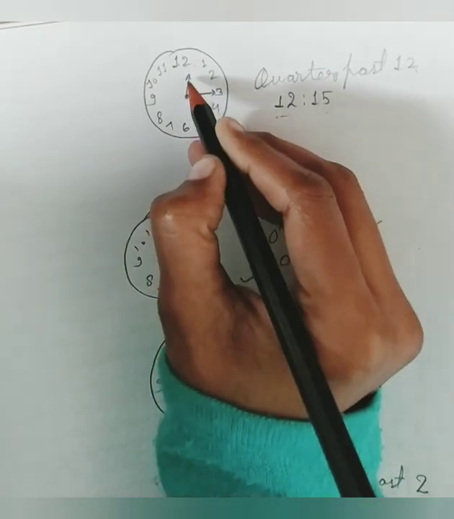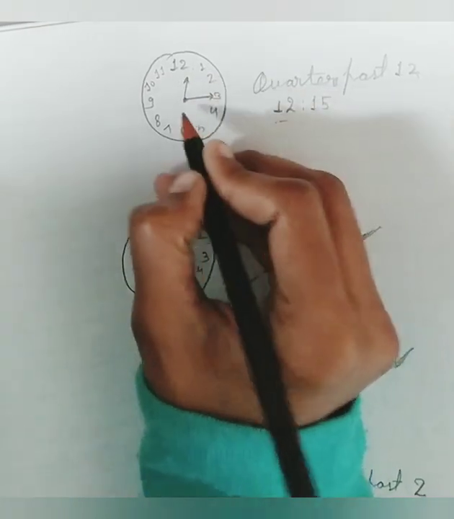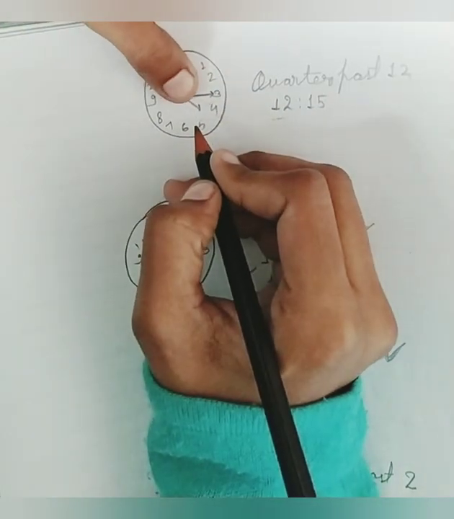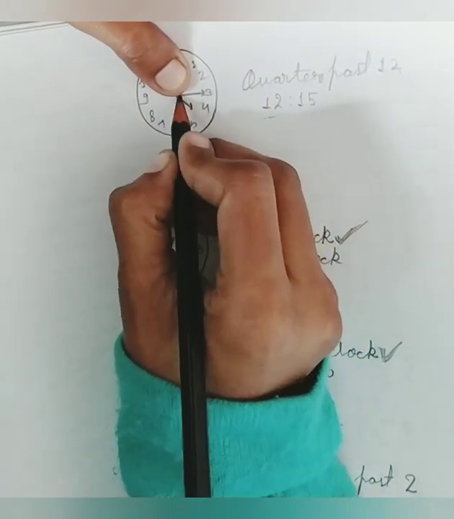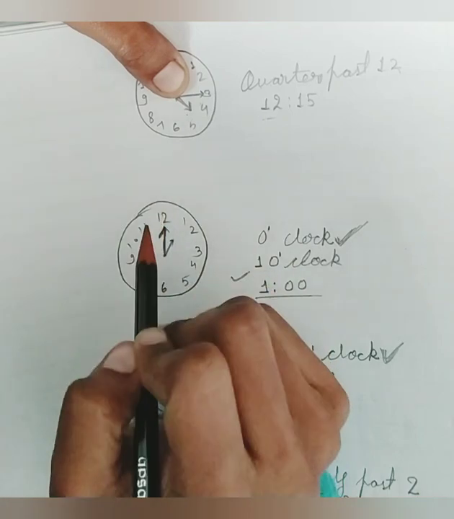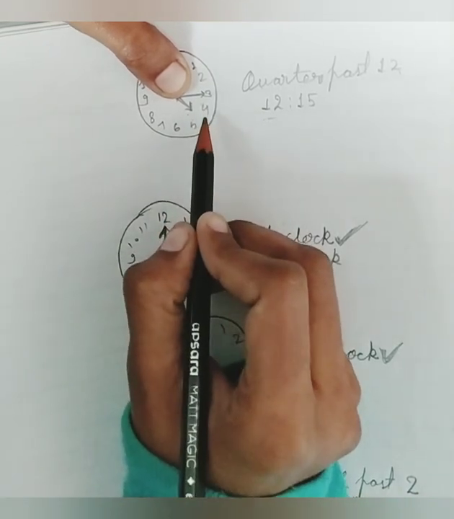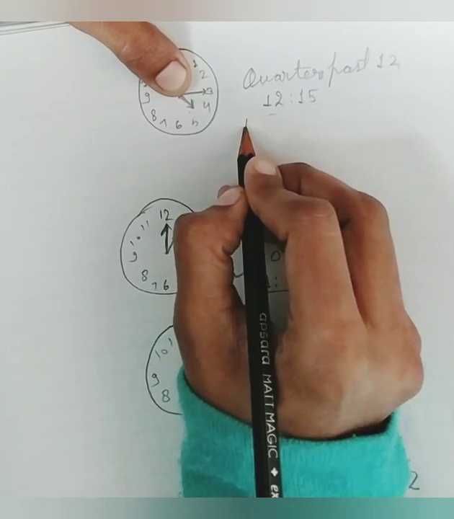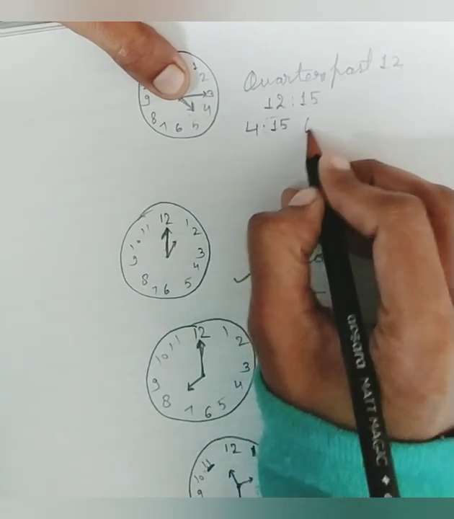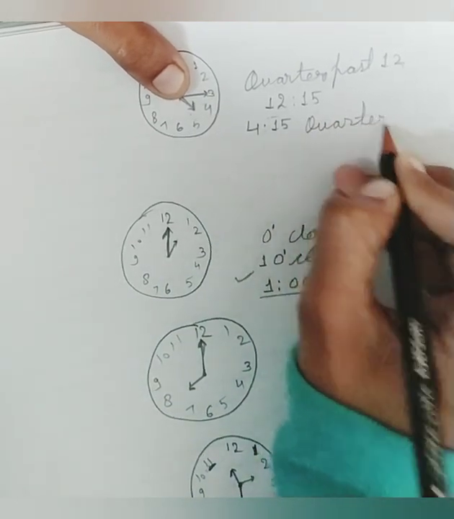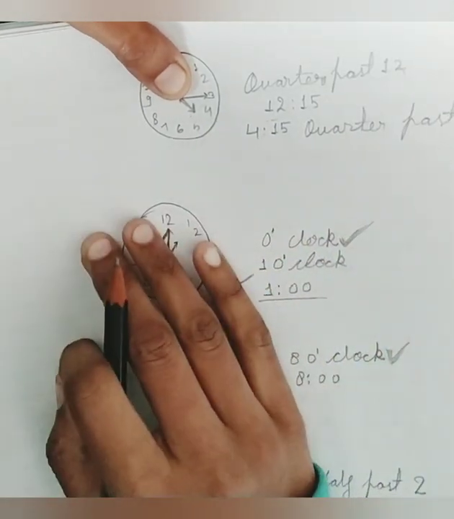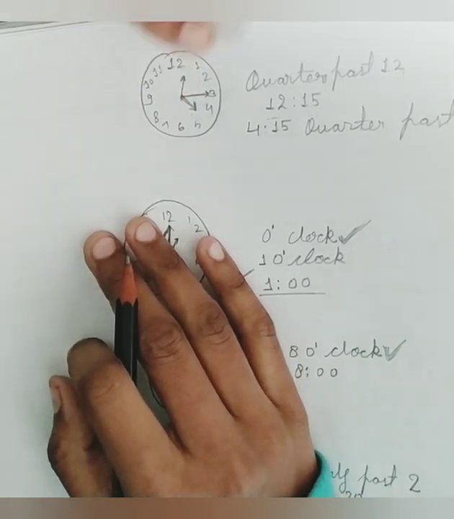Now if I set the small hand in another position, like if I set my small hand here, I can hide it and I can draw here. So now tell me what's the time for this situation. So for this situation time is 4:15. Or you can say in other words time is quarter past 4. Is that clear for everyone?